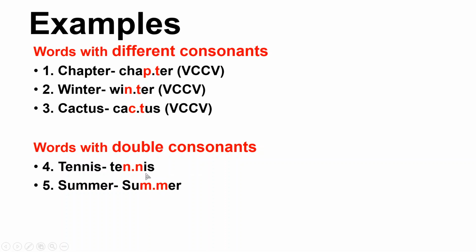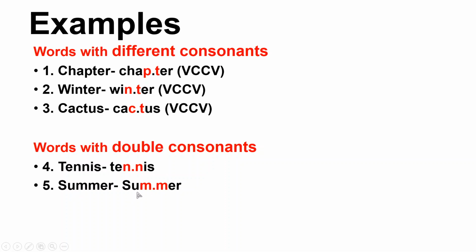So is this a double consonant? A double consonant means we have the same letter. As you can see in the middle, N and N are the same. So that's why we call this word tennis a word with double consonants. Double means they have the same letter. Now let's go to number 5.